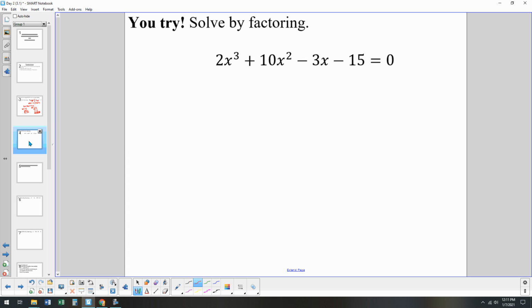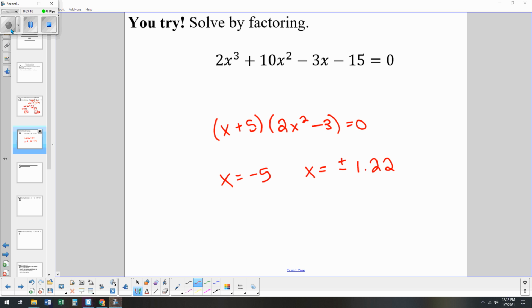So you go ahead and try this one. First, factor by grouping, and then set each factor equal to 0 and solve. Pause it, and I'll show the answer. All right, so here we have x equals negative 5, x equals 1.22, and x equals negative 1.22.